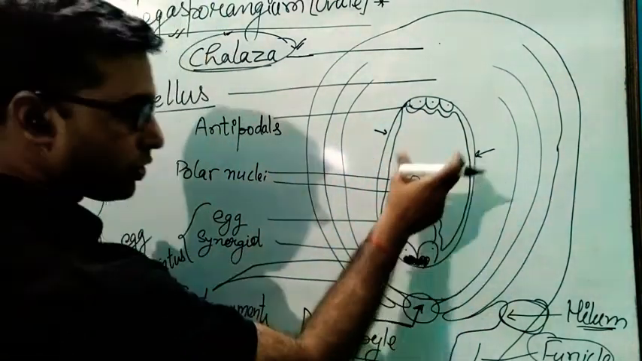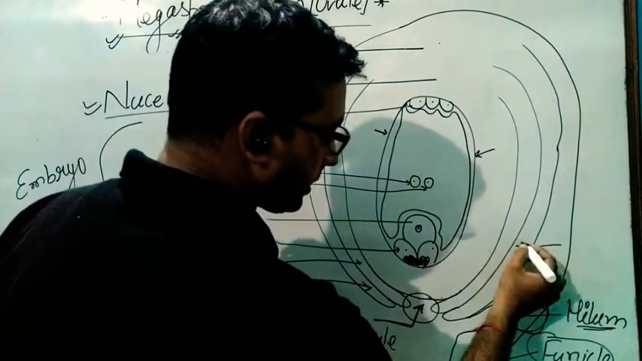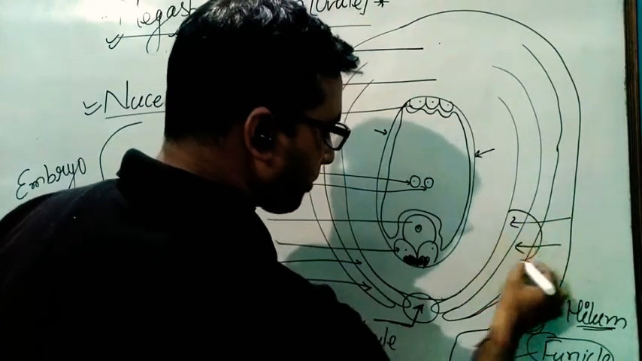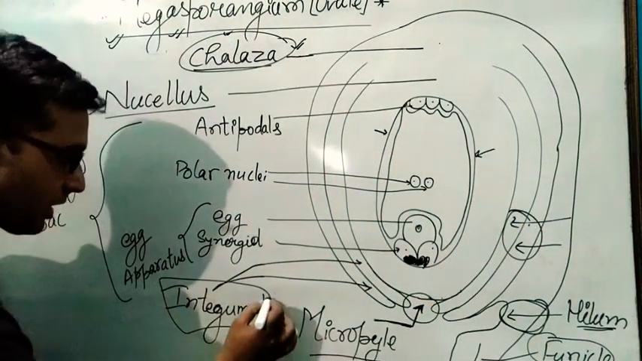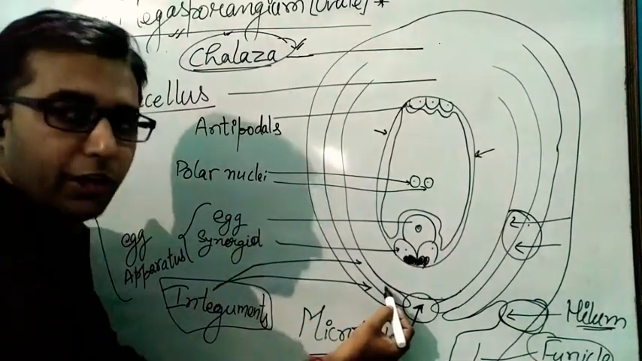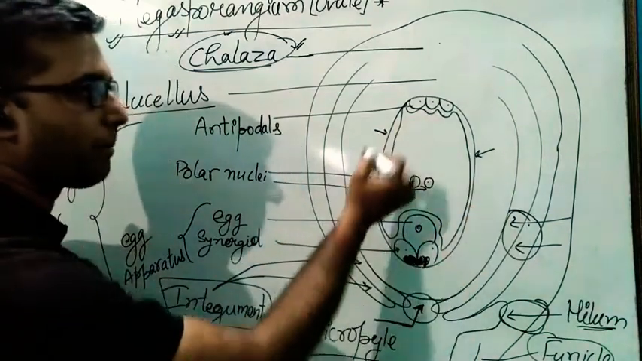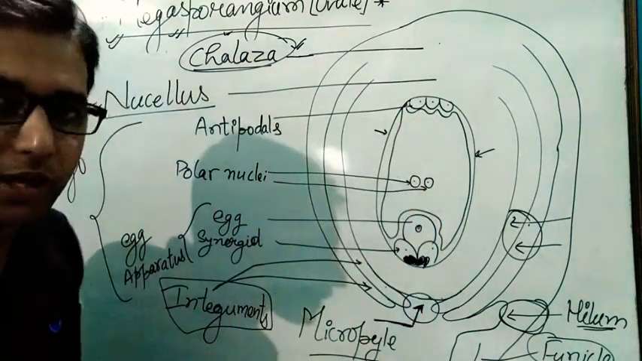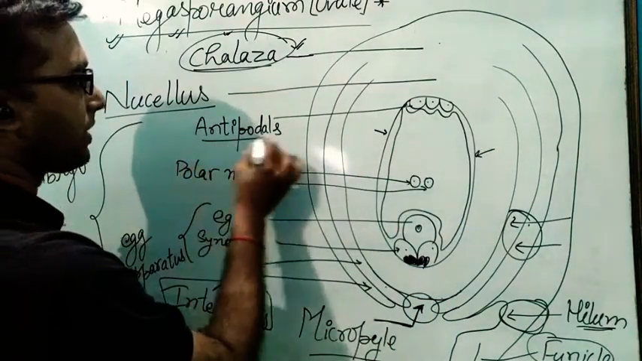Now for the protection of this particular female gametophyte, there are some other extra structures also present here, and these are known as integuments. This is the inner integument, this is the outer integument. The female gametophyte or embryo sac consists of 7 cells, and these cells are antipodals.